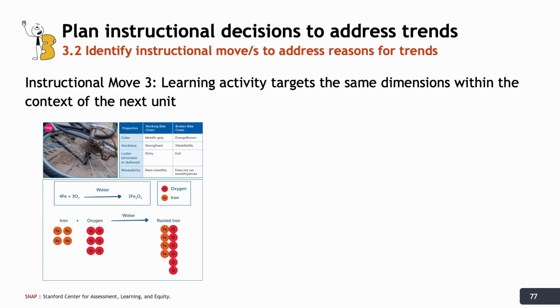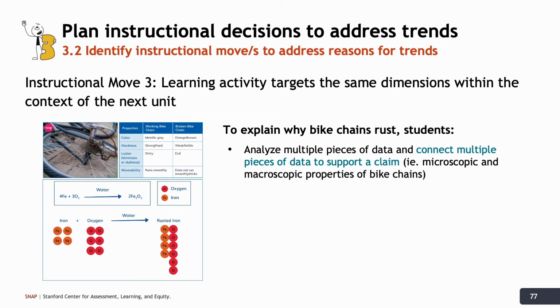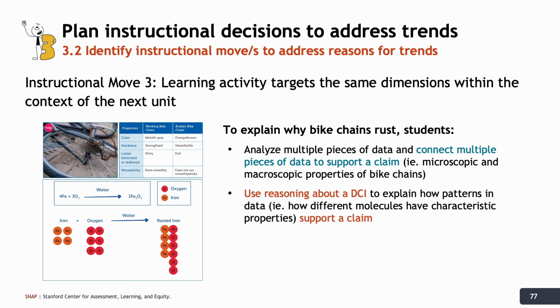For the next unit after the DEAR task, students are doing an integrated chemistry unit. One of the performance expectations in this unit is about analyzing and interpreting data to determine whether a chemical reaction has occurred. This PE provides similar opportunities as the DEAR task in that students will need to support a claim by using reasoning about the DCI to connect multiple pieces of data.